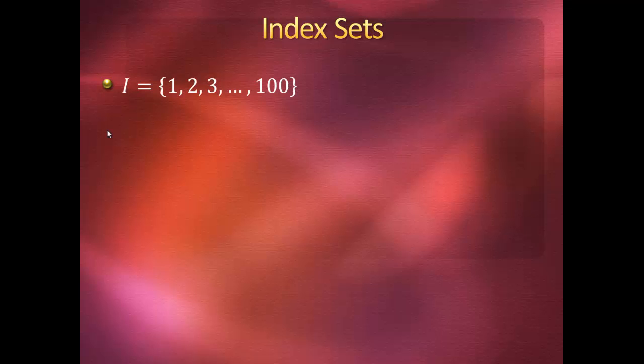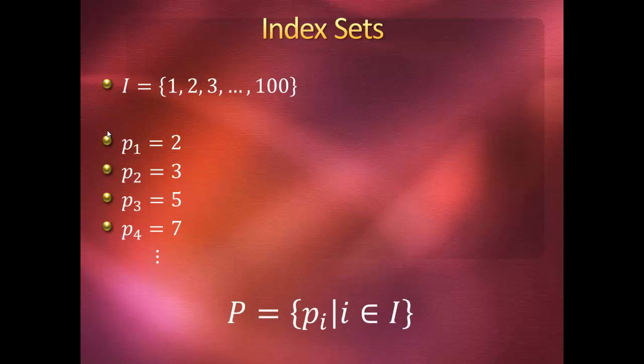Now, what if we wanted to make a set P containing the first 100 primes? What we could do is call the first prime number little p sub 1, which would equal 2. The next would be little p sub 2, which would be 3. Little p sub 3 would be 5, and so on. The subscripts of each element of the set provide our order of the primes. So we could define our set P as the set of all little p sub little i, for which little i is an element of I.